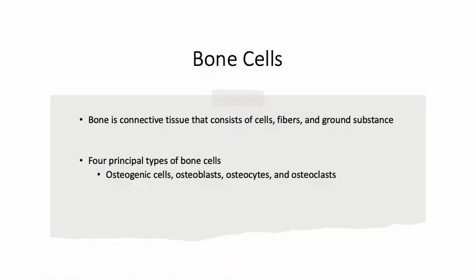So bone is connective tissue that consists of cells, fibers, and ground substance. And it has 4 principal types of cells. So you have osteogenic cells, osteoblasts, osteocytes, and osteoclasts. Those are the 4 classifications of bone cells.